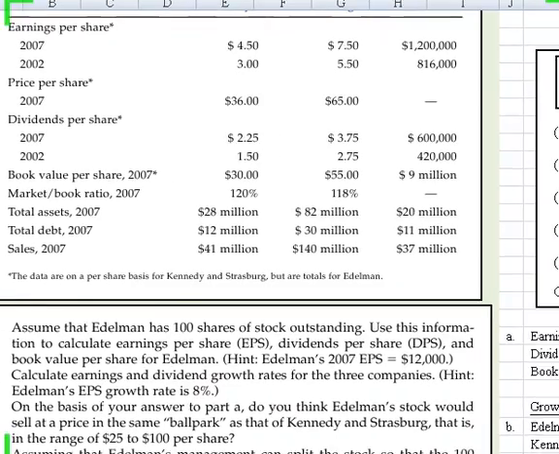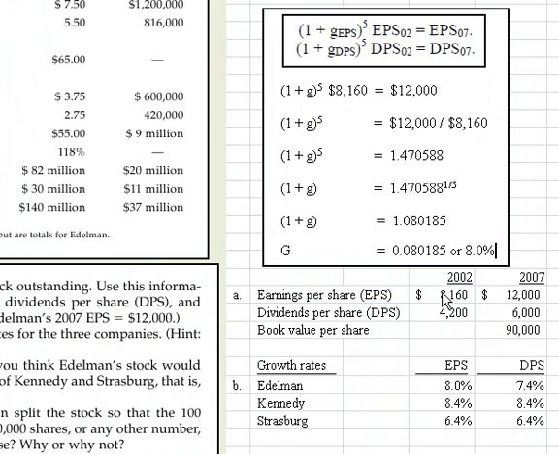We slide over, and what we calculated in Part A was earnings per share was $8,000 to $12,000, with dividends per share way higher than a single-digit dividend, which was what we saw with the other two companies. So no, it's obvious that Edelman's stock would not sell in the range of $25 to $100 per share. It should sell at something significantly higher, and that's because they only have 100 shares of stock outstanding. Also its book value per share is significantly higher than what we've seen in the other two companies as well.